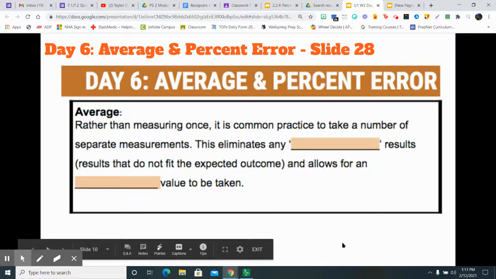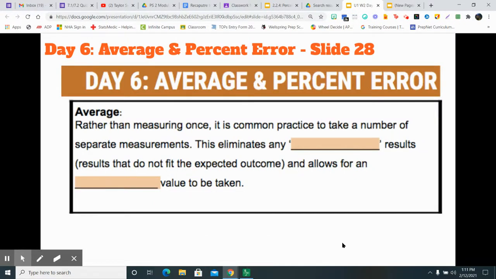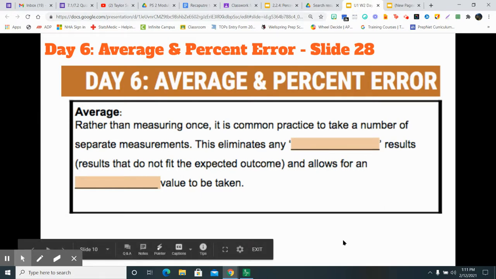Okay, let's go ahead and take a look at average and percent error. So when we think about lab data, we have to think about how well we did and what the numbers are telling us. A lot of times we'll use these two things in chemistry to do that.